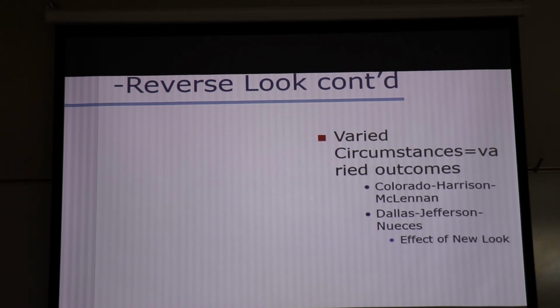Jefferson County, they had an intermediary population of Germans that acted as a go-between, that advanced the kind of self-reconstruction they did there. Down in Nueces County, that's where Corpus Christi is, well, it didn't really have a high black population, so not much changed. The effect of the new look is basically just a different way of looking at it, providing some interesting insight.